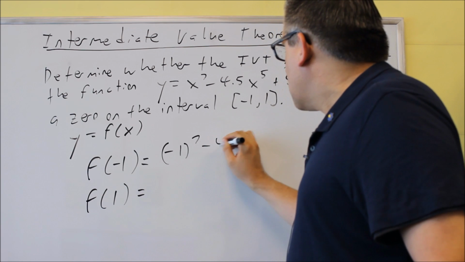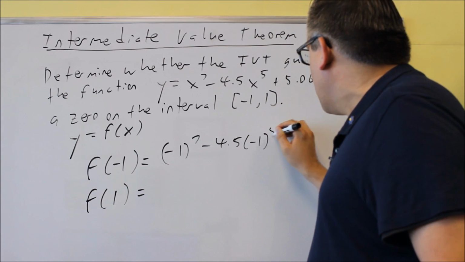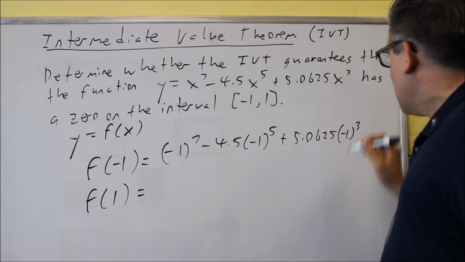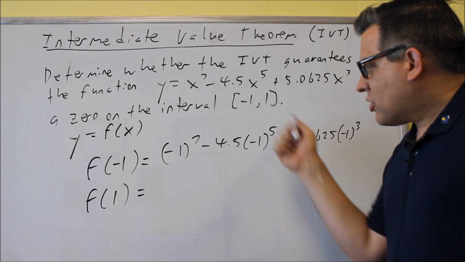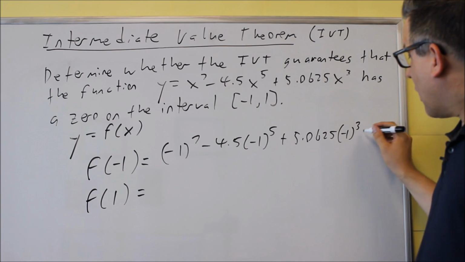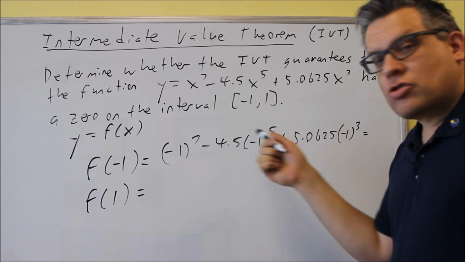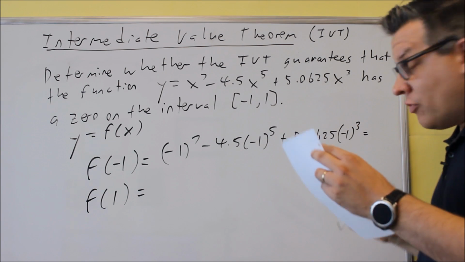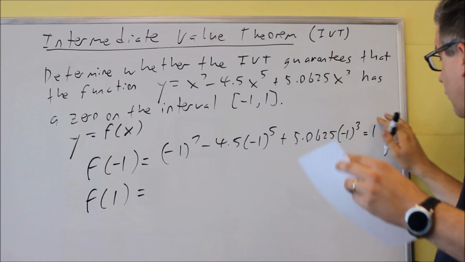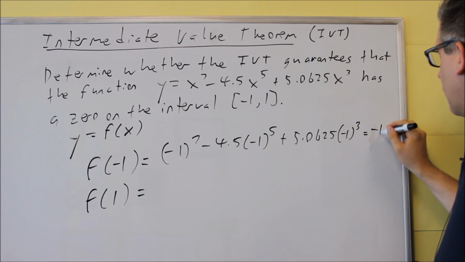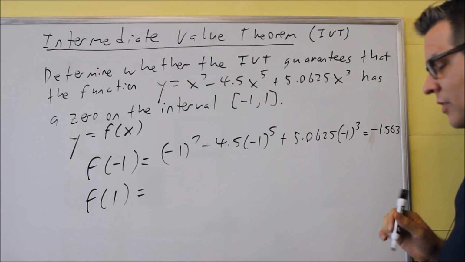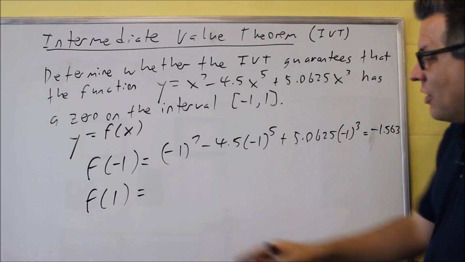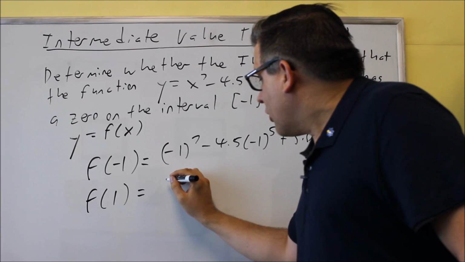-1 to the 7th minus 4.5 times -1 to the 5th plus 5.0625 times -1 to the 3rd. We want to take this and put this into our calculator, and so I'm not going to show all that, but if you put that into the calculator, the value that you should get there with -1 is a negative value here, -1.563. Okay, so that's the value if you plug -1 into the original one. Let's put 1 into this one for all the x's.